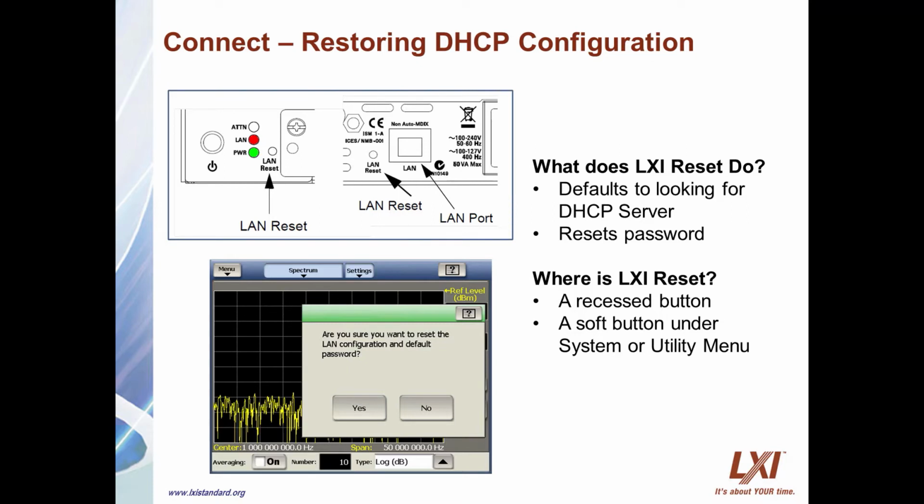So that LAN reset is either going to be on the front panel or on the rear panel as a recess button. If the instrument has a display, underneath the menu for maybe system or utility, you'll be able to find a LAN reset combination. And if you press it, in either case, if there's an external button or a menu choice, you always have a safety mechanism to keep you from resetting the instrument unnecessarily.